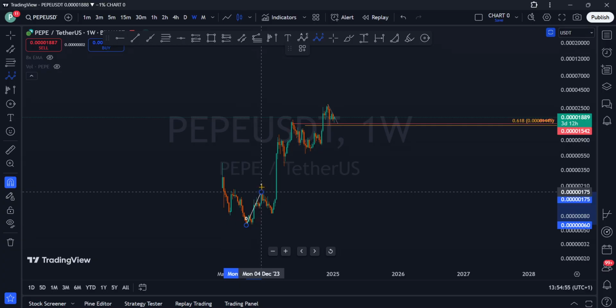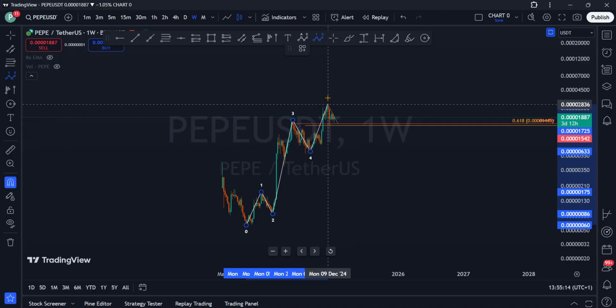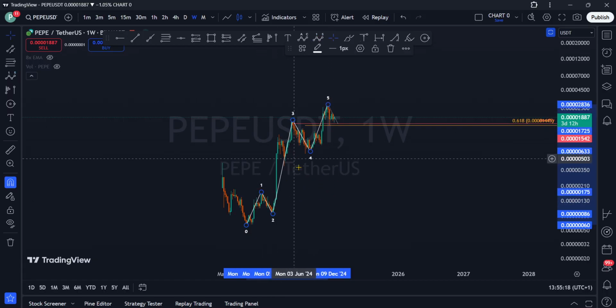where this first impulse would be the first wave, the second wave being the corrective wave, this larger second impulse being the third wave, and then we got another corrective wave 4, and it looks like the last and final wave of the 5 waves is currently what we're seeing playing out in the market.